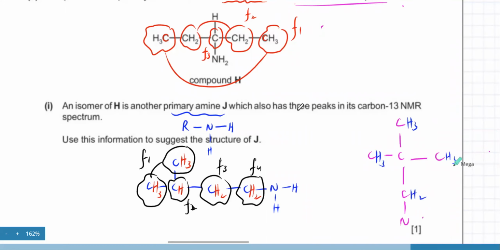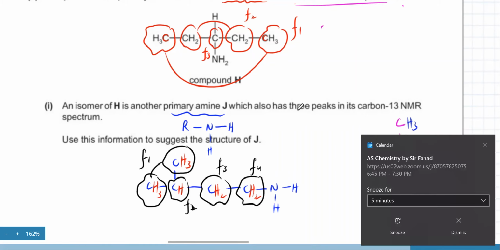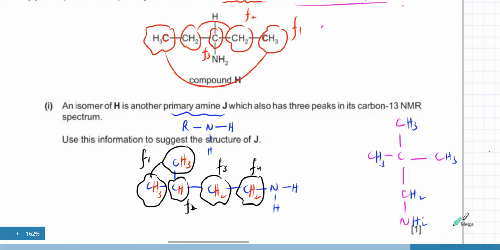This is CH2 and this is NH2. This exactly has three environments. Because if you look carefully, the CH3s at the end are all exactly the same. Are we clear? I mean, the CH3s at the end, they're exactly the same. So they're going to resonate at frequency, let's say F1.